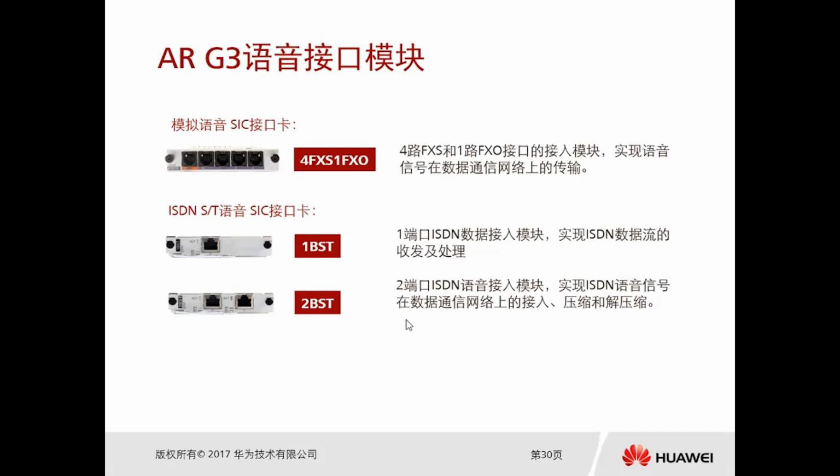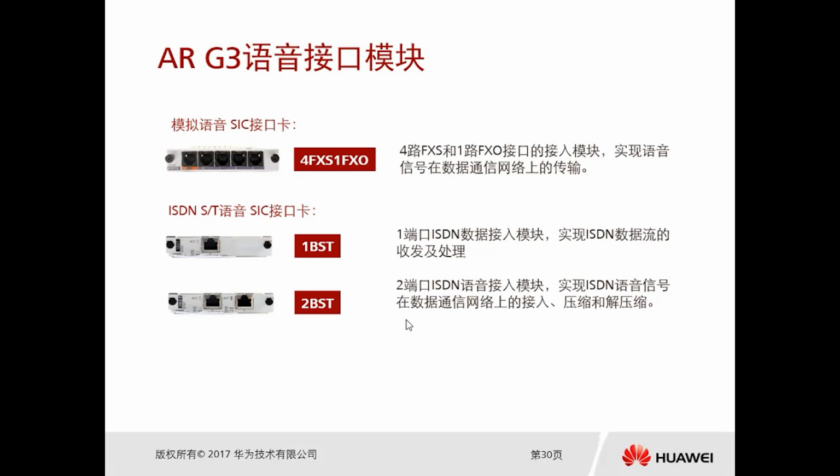Next, let's take a look at its voice interface module. There are 2 categories here. One is analog voice, and then there is also ISDN ST voice. So what are the differences among these? Let's briefly talk about them. Then you can take a look at one of its naming conventions. In fact, there are 4 FXS ports inside, and then one FXO port. So what does that mean?